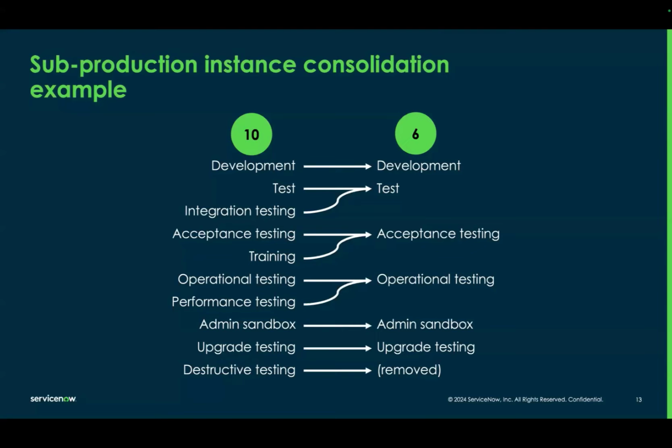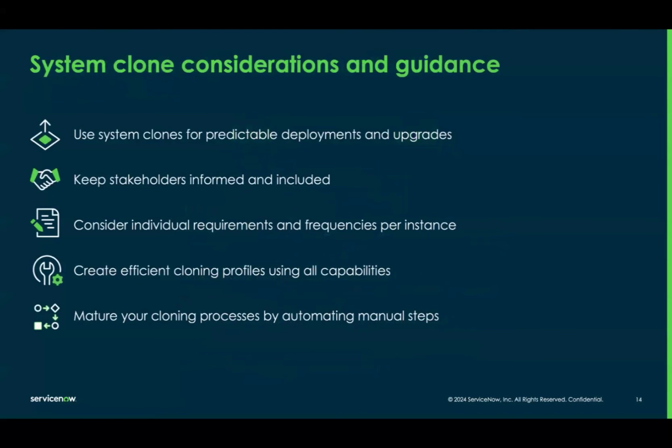I think that brings us to our next topic, which is system cloning guidance and considerations. Now that we've talked about what kind of instances, how you could consolidate your instances. Absolutely. So obviously you're not going to want to rebuild all of your instances separately. There's a system clone functionality to manage those sub-production instances and keep them up to date. So that basically works by taking a copy of the production backup data and putting it into your sub-production instance.